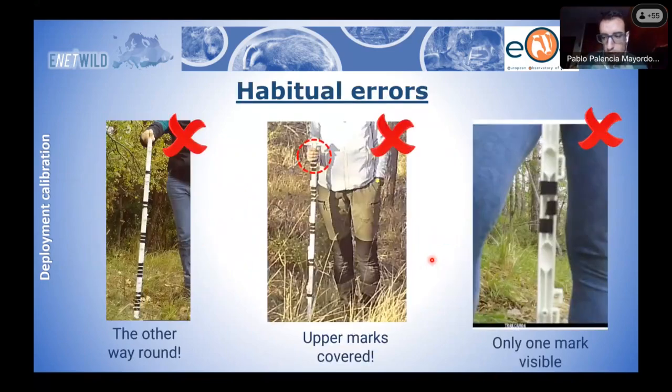Some habitual errors. The first one, as you can see, is that the calibration pole is the other way around. So remember, mark one will always be the mark closest to the ground, and then marks 2, 3, 4, and 5. Okay, so not this way. Another common error is the one that you can see here, where the upper marks, which actually are the most relevant to calibrate the deployment, are partially covered.